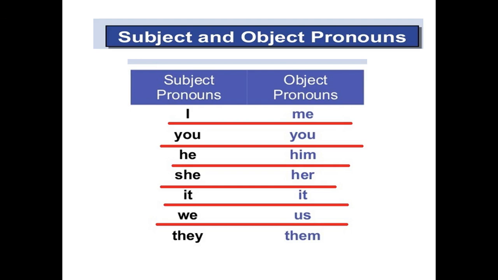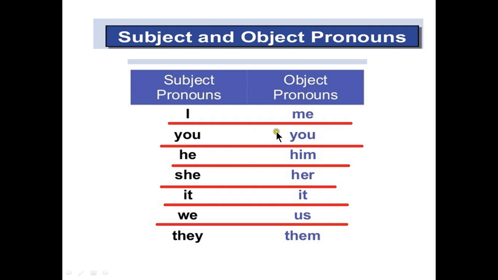Before you do the exercise, please make it clear about the concept of subject and object pronouns. The words like I, you, he, she, it, we, they are called subject pronouns. For each subject pronoun, we have a respective object pronoun. For example, for I, you will say me; you, he, him; she, her; it; we, us; they, them. The words me, you, him, her, it, us, them are called object pronouns.